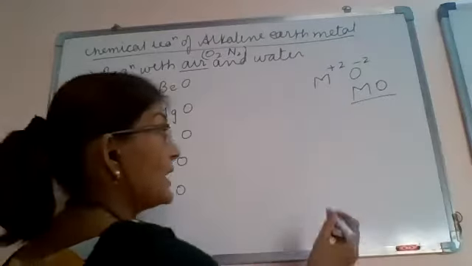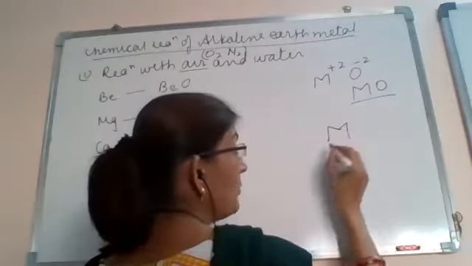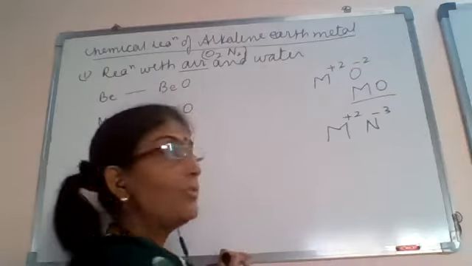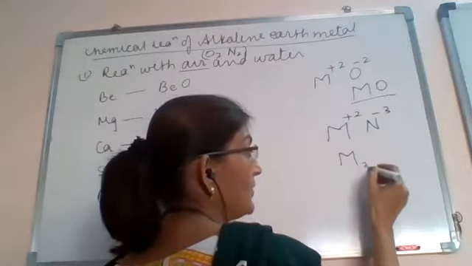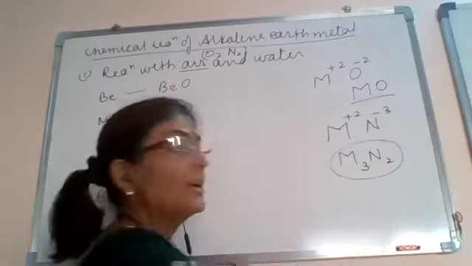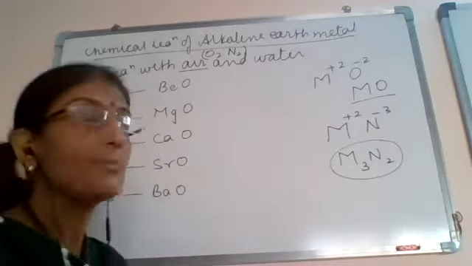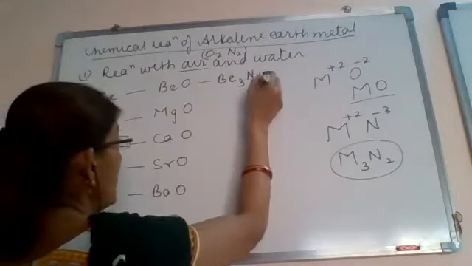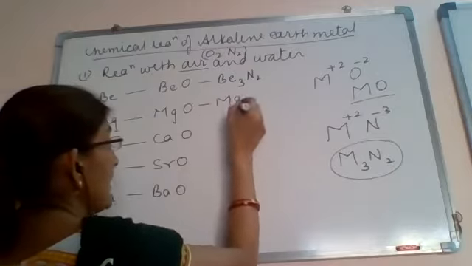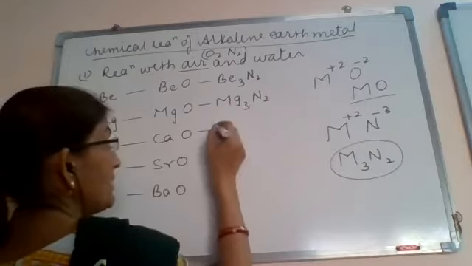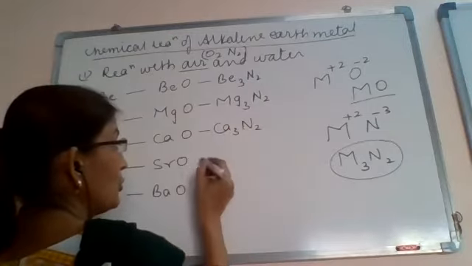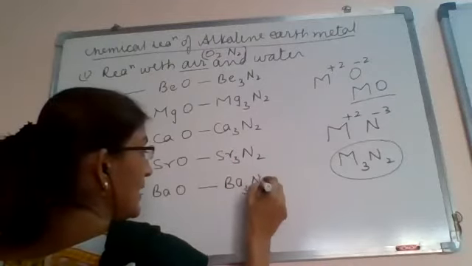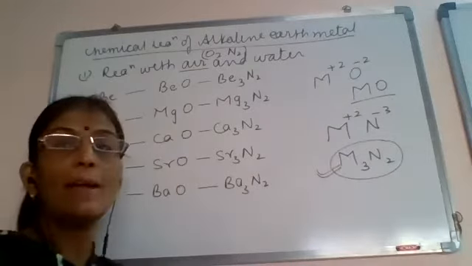What's the formula of nitride? Students, we know metal has valency +2, nitride has valency -3. Keep in mind that. So if you interchange them, the formula will be M3N2. Very important. This is the formula for nitride. Suppose I ask you to write the formula for beryllium nitride. It is Be3N2. Magnesium nitride, Mg3N2. Calcium nitride, Ca3N2. Strontium nitride, Sr3N2. Barium nitride, Ba3N2. What is the general formula for nitride? M3N2.